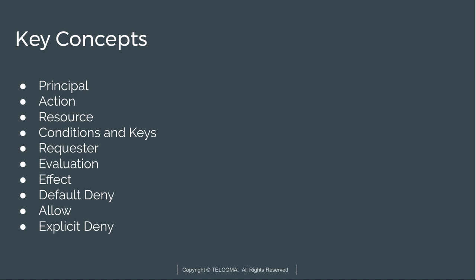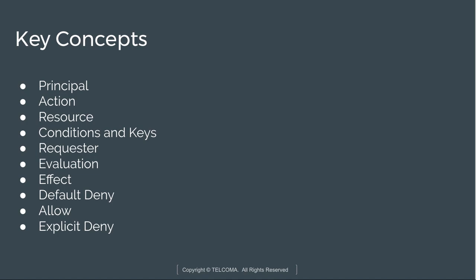Next, we have evaluation. Evaluation is the process the AWS service uses to determine if an incoming request should be denied or allowed. And it is totally based on the policies. Next, we have effect. The effect is the result at evaluation time, and this is as per the policy statement.